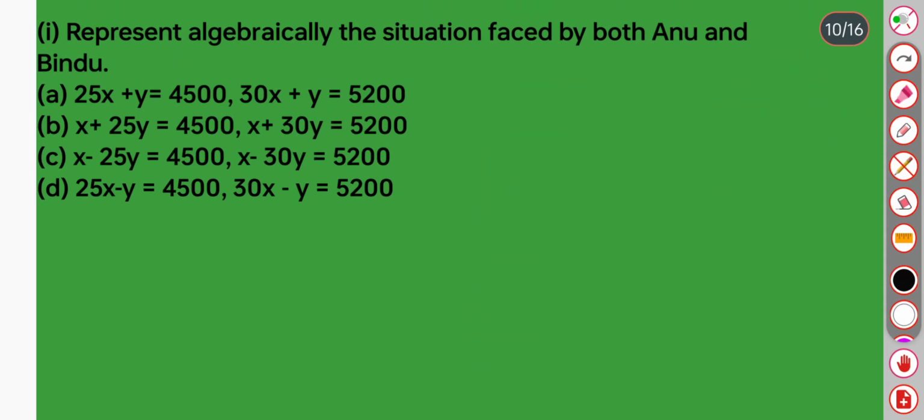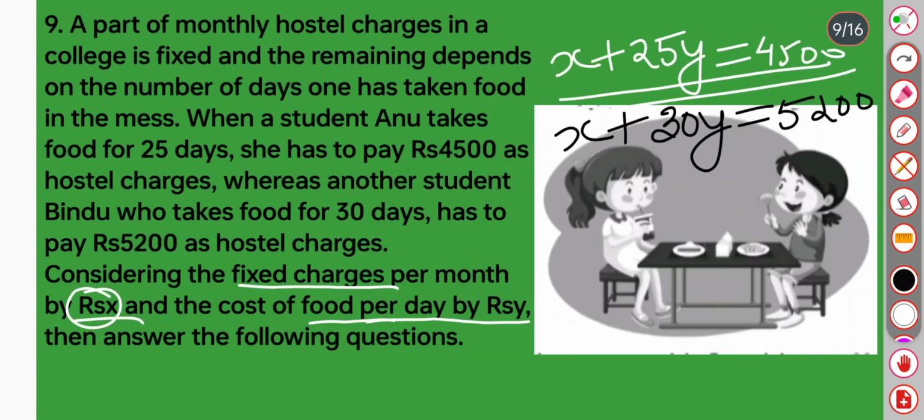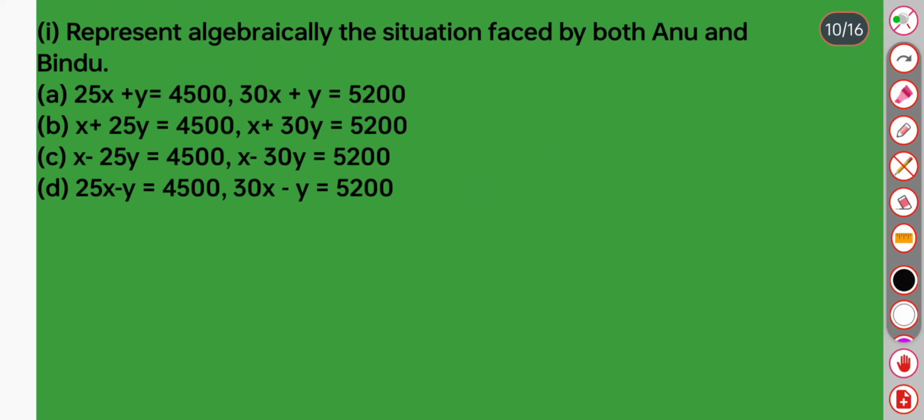So we got x plus 25y equal to 4500. If you observe, it is in option number B. Similarly, x plus 30y equal to 5200. So option number B is matching with our answer. That is, option number B is the correct one. Okay, similarly, let's see the next question related to this.